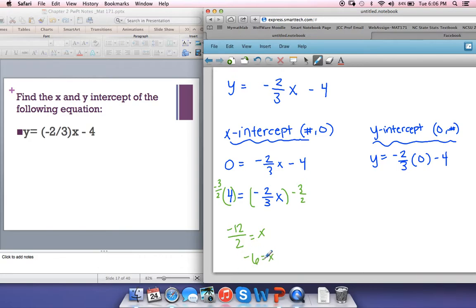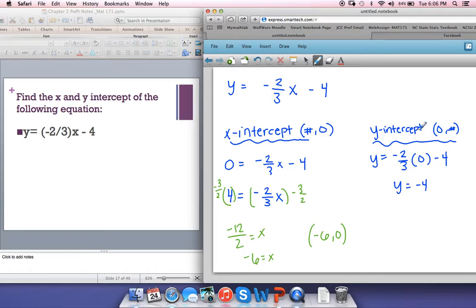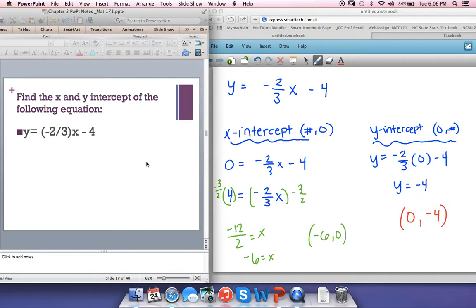Now, this is your x value, and if you're asked to write the coordinates of the x-intercept, the coordinates would be -6, 0. Now, looking at your y-intercept, pretty easy. This just turns into 0, -4, so your y value is equal to -4. So when you are writing the coordinates of your y-intercept, the x value is 0, and the y that you just found is -4. Super easy, pretty self-explanatory.